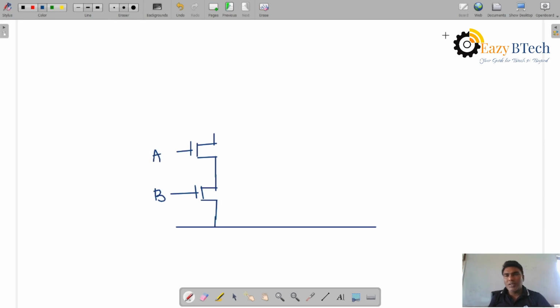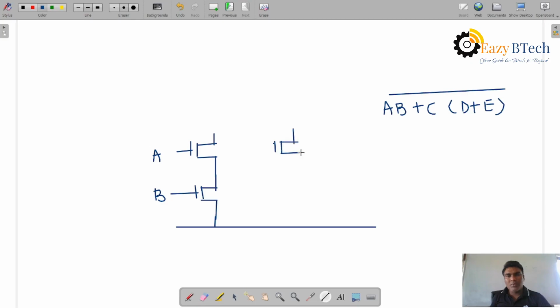Right, so what is the logic here? Let me take A into AB plus C into D plus E, complement. Let's see this one. You see, A and B are drawn as NMOS transistors in series, and AND logic means series. Right? So C is here. What is C? C is parallel. The second term is parallel. Okay, C is parallel.